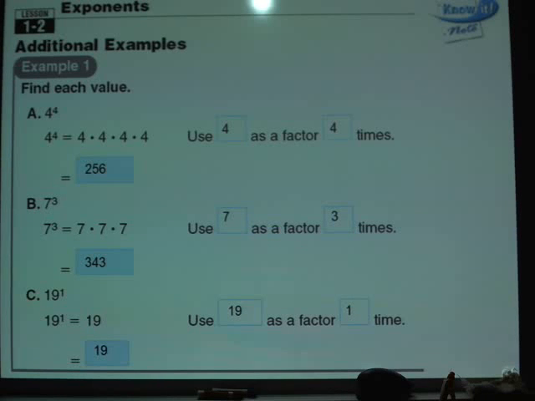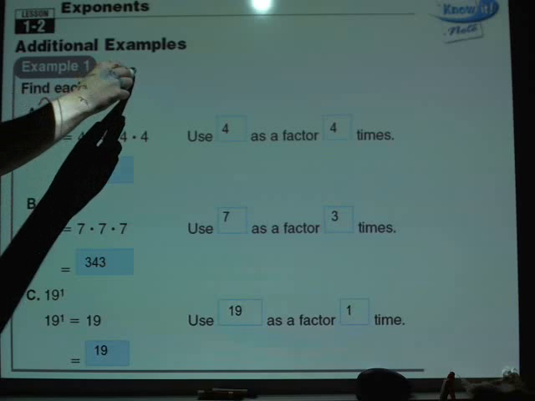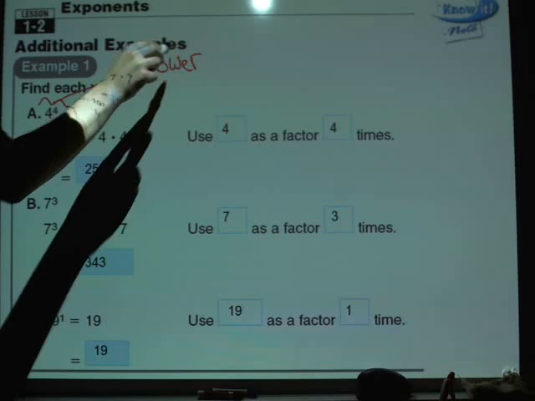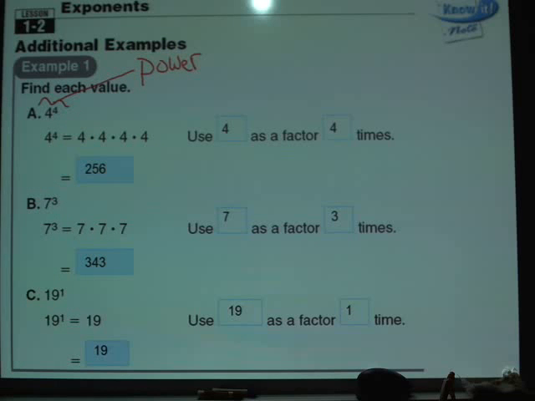So, let's break down this first question here in example 1, 4 to the 4th, by talking about those different definitions before we jump into the actual problems. There were 3 terms they just defined for us: base, exponent, and power. This entire expression, 4 to the 4th, is a power. And the power is made up of 2 parts, the base and the exponent.